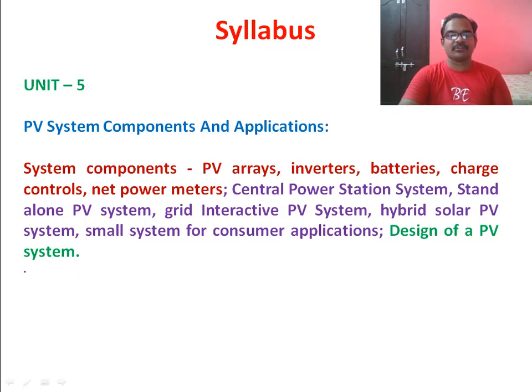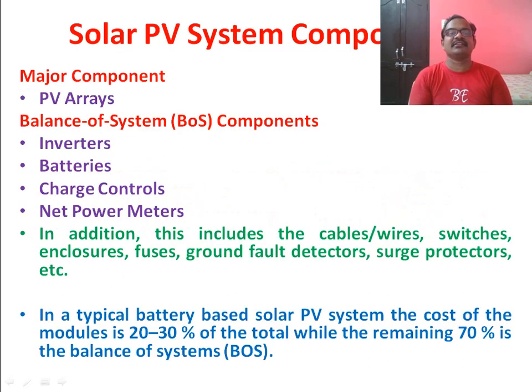Now let's talk about the first part, that is the solar PV system components. The major component in a solar PV system is the PV array, and apart from PV arrays, the remaining components are called the balance of system components. So inverters, batteries, charge controllers, net power meters, cables, wires, switches, enclosures, fuses, ground fault detectors, surge protectors, etc. All these things are called the balance of system components.